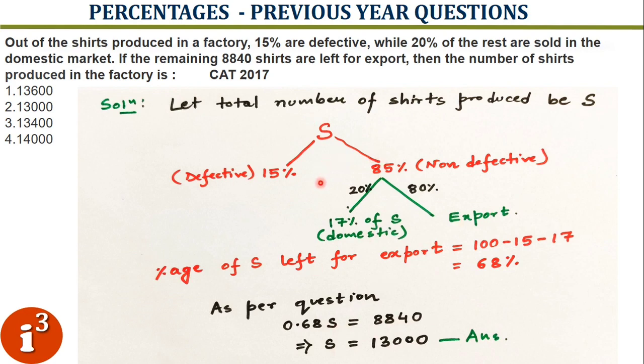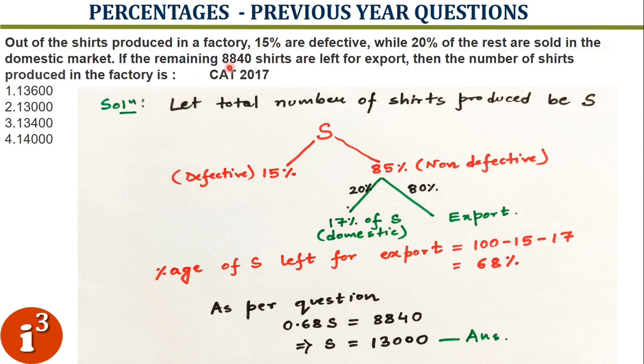Once you are thorough, you won't even need to draw this diagram. You see 15% are defective, so you are left with 85%. 20% of the rest are sold in the domestic market. 20% of 85% is 17%. So you note 17% and 15% gone. I am left with 68%.